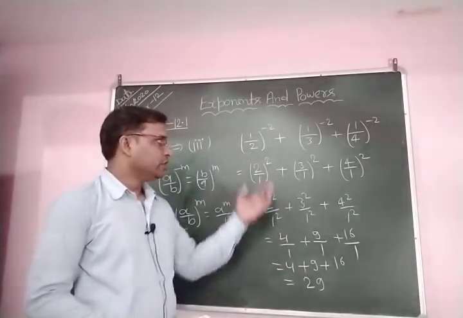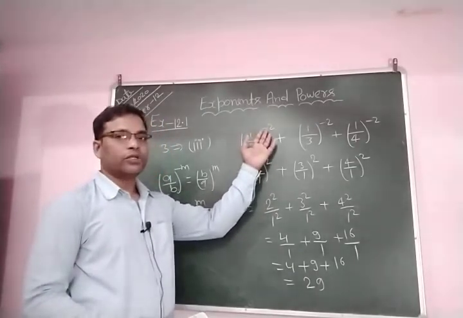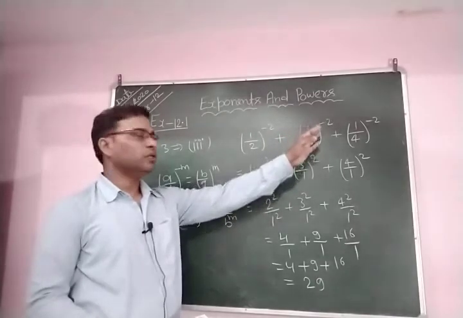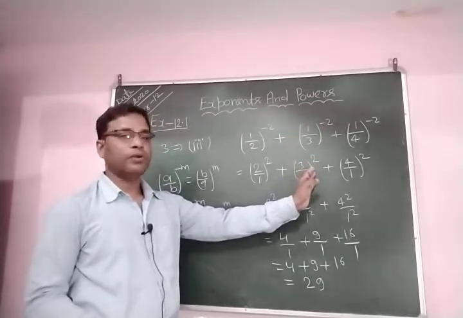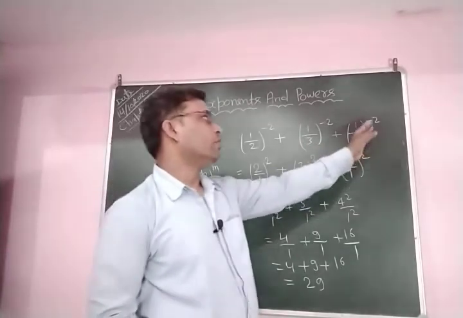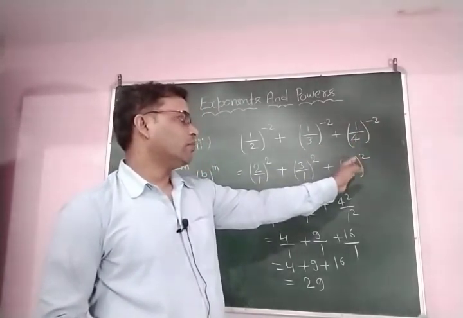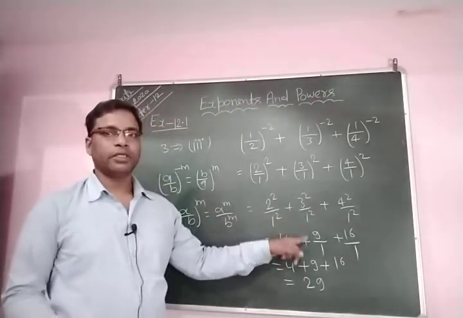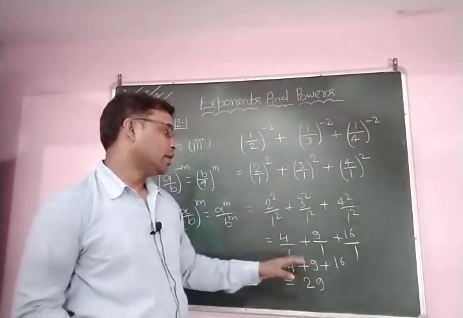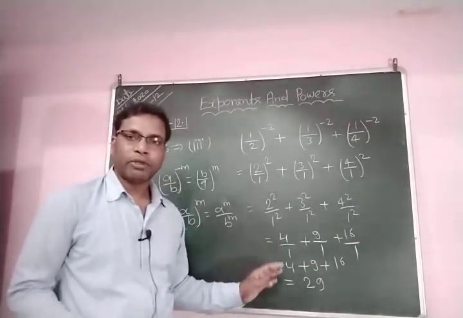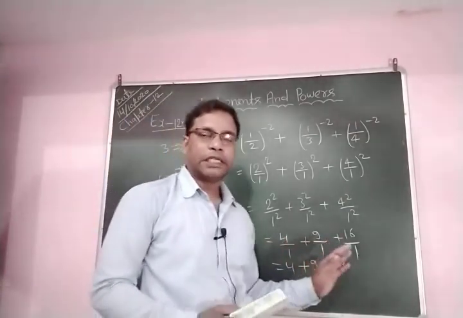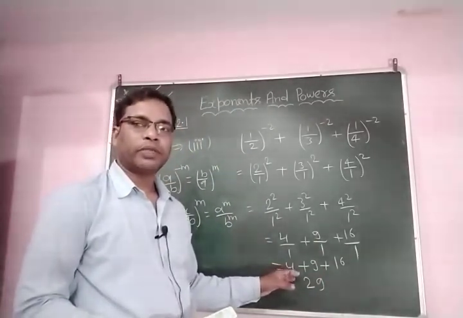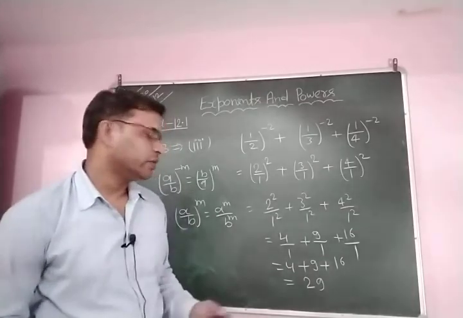Okay? And so this is given, you can see 1 by 2 whole power minus 2, you can write it 2 by 1 whole power 2, plus 1 by 3 whole power minus 2, also you can write 3 by 1 whole power 2, and this is given 1 by 4 whole power minus 2, so it becomes 4 by 1 whole power 2. So square of 2 is 4, square of 3 is 9, square of 4 is 16, and 4 by 1 is equal to 4, 9 by 1 is equal to 9, and 16 by 1 is equal to 16. So you can add them. 4 plus 9 plus 16, this is equal to 29.